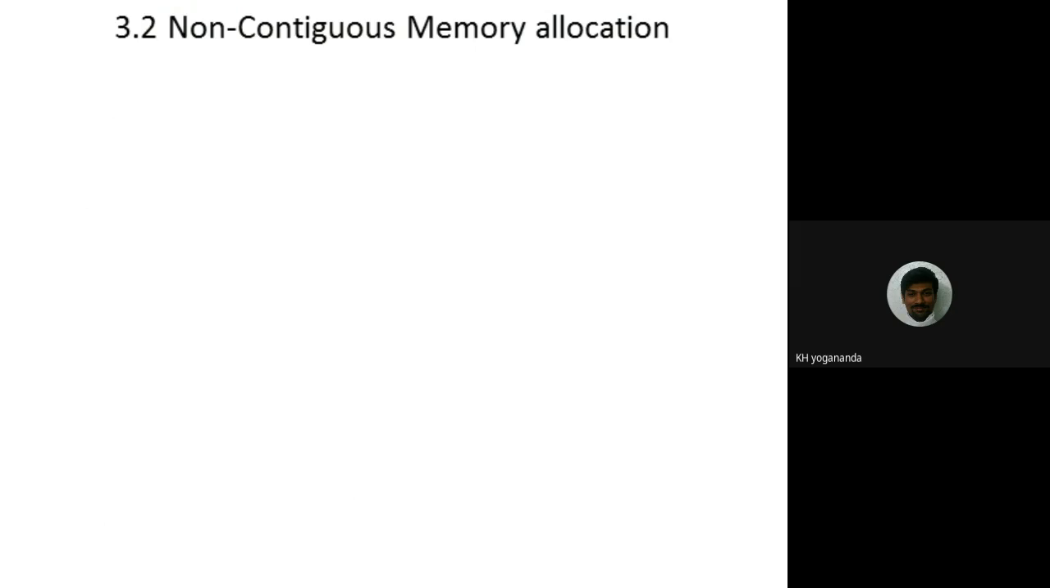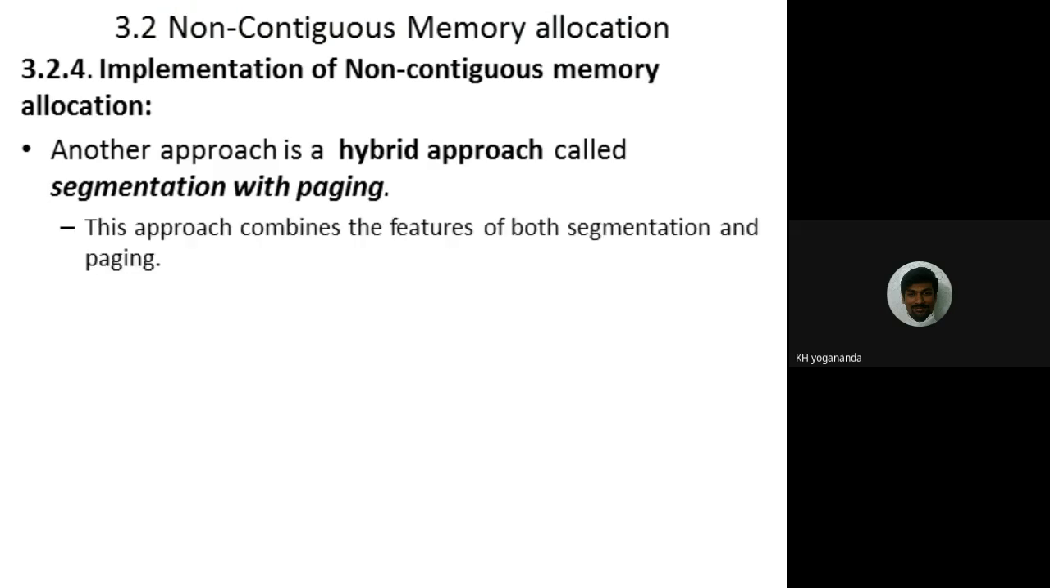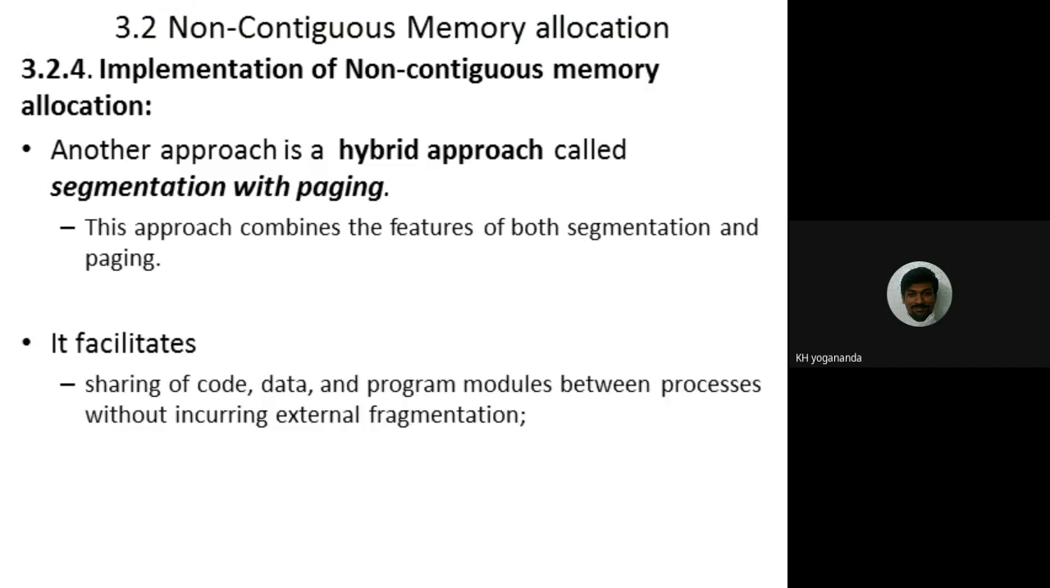Then moving to the next approach, that is the hybrid approach. Hybrid means it is a mixture of both segmentation and paging. The name is segmentation with paging. In this approach, we are combining both segmentation and paging because it has some helpful features. Here we can get sharing of code, sharing of data, and sharing of modules between the processes, and we can avoid external fragmentation. But internal fragmentation can occur because of paging.